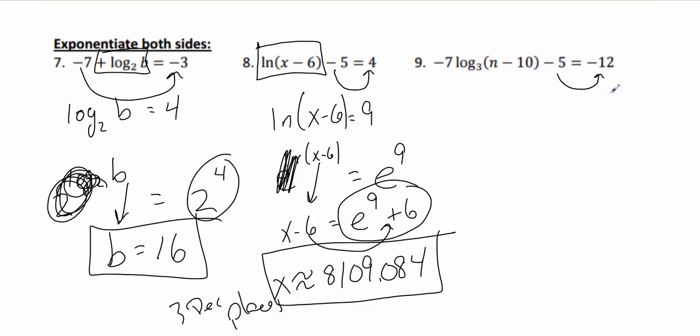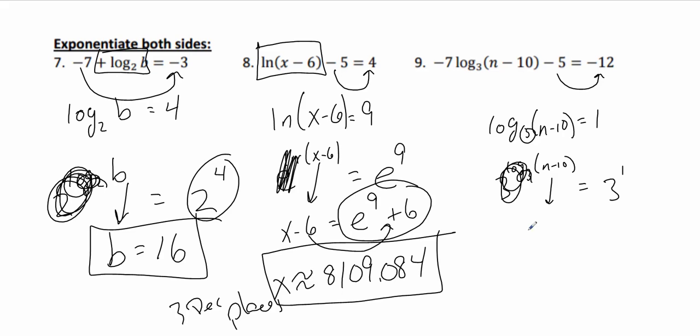All right, here we go. I got to bring that 5 over. That gives me a negative 7. Then I got to divide by a negative 7, so that gives me a positive 1. So I have log base 3 of n minus 10 equals 1. Now this is base 3, so I'm going to introduce a new base, which is, oh, it's 3. It's the same one. Oh my gosh. And then I'm going to take this to the 1st power. These cancel. N minus 10 comes down. 3 to the 1st power, guess what? That's 3. Add that over, n equals 13. That one wasn't even that hard. That one was pretty simple.